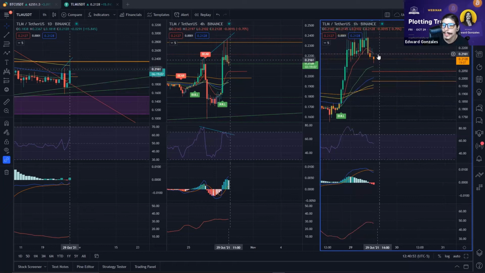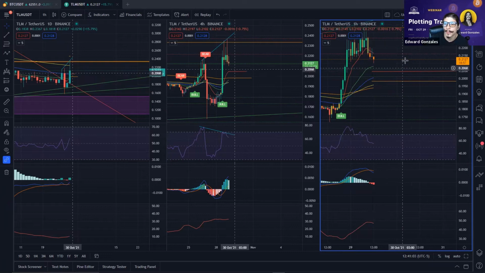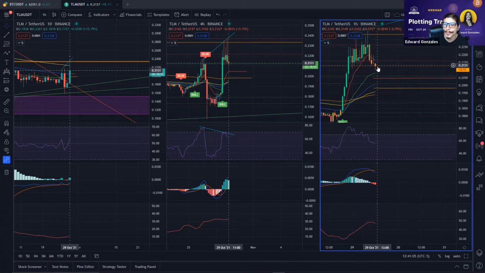So now here's an area of resistance. Looks like it was broken. So if you want to take this short, look at that. It's pretty close to our 9 EMA. Here's a target. Here's another target. So it's just slightly off from what we projected. These are Nitrous Bull support and resistance lines.